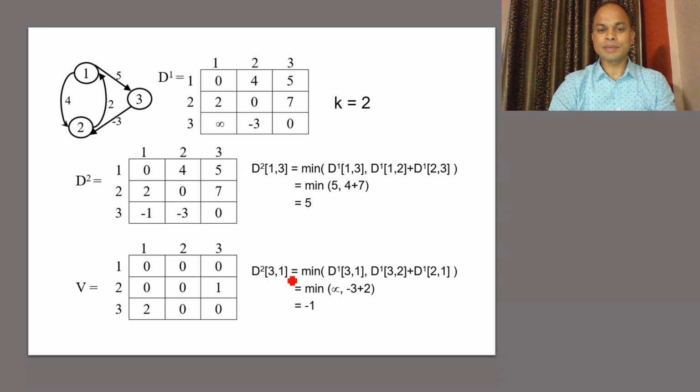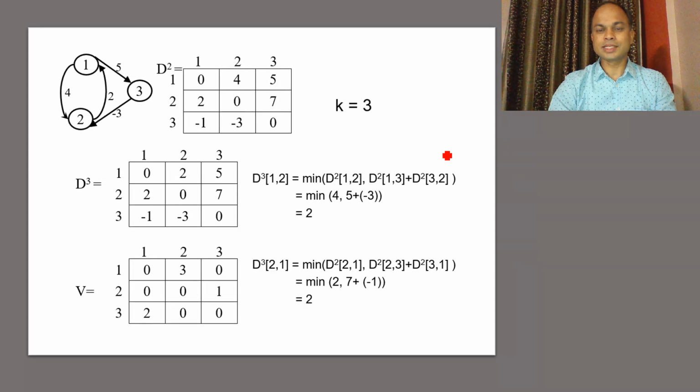Further, we have computed D2 3 1. If we place these values, then D2 3 1 equals minus 1. We have placed D2 3 1 as minus 1. If we talk about the intermediate vertex, in this case vertex 2 is our intermediate vertex. Therefore, we have marked 3 to 1 as 2, and 2 to 1 we have already computed in the previous table.